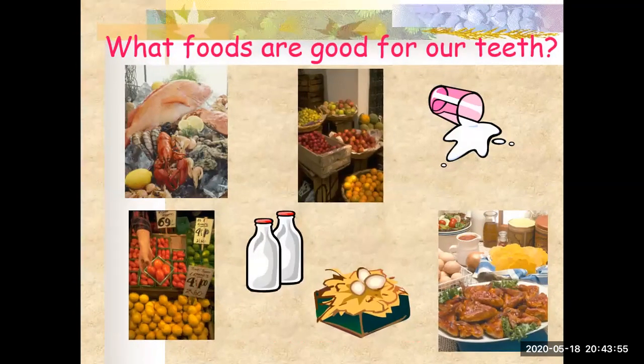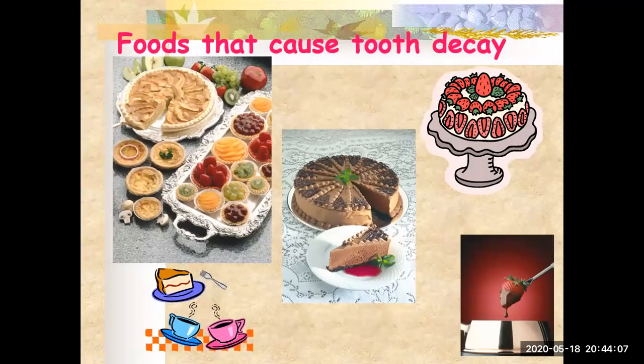What foods are good for our teeth? You have your milk, water, egg, fish, tomatoes, vegetables, meat, cheese, potatoes, crayfish, and all of that. Foods that cause tooth decay: cakes, sweet things, tea, ice cream, and all of that. Desserts.